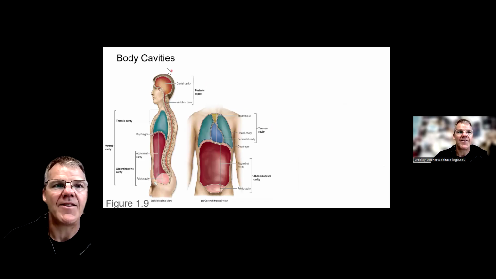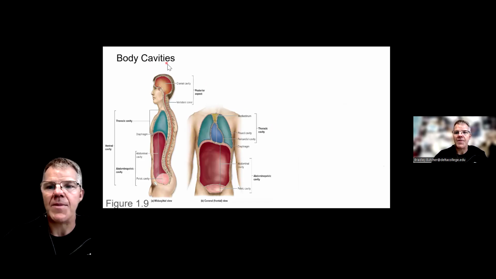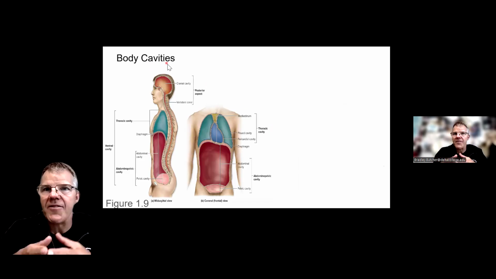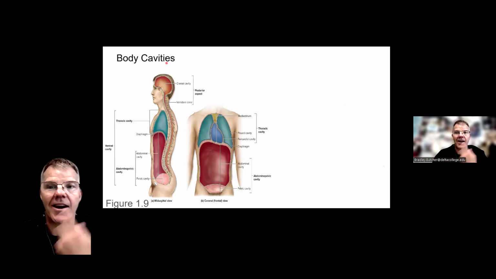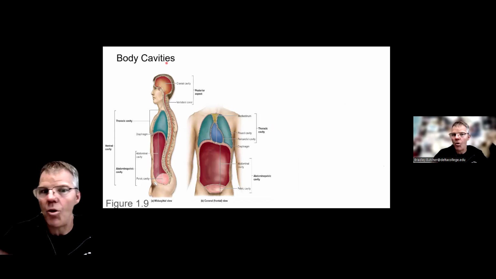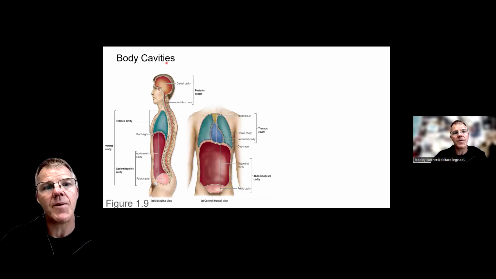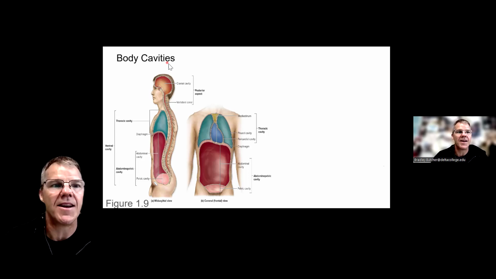We talk about body cavities. The word cavity means a hole, right? Think of a cave inside of a mountain, that is a cavity. A cavity in your tooth is a little hole in your tooth. So the body cavities are open areas within the body.